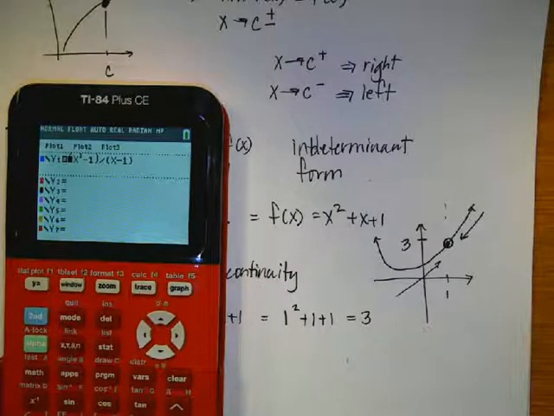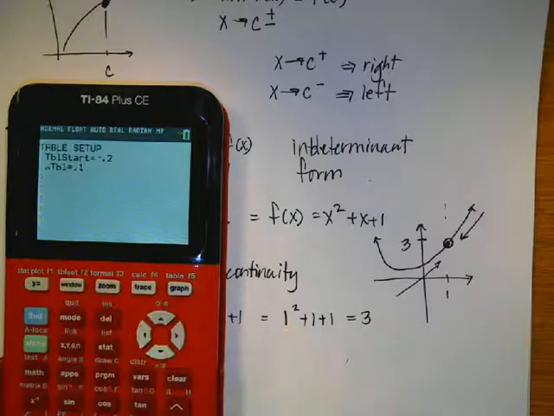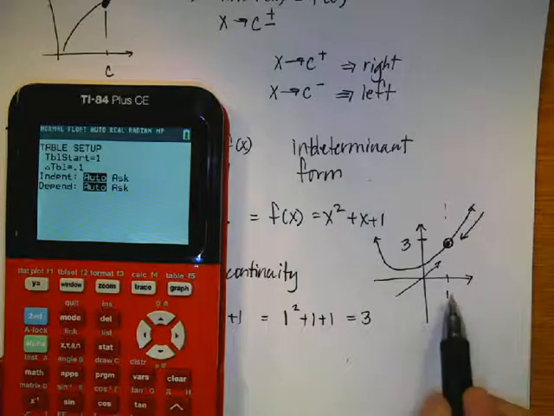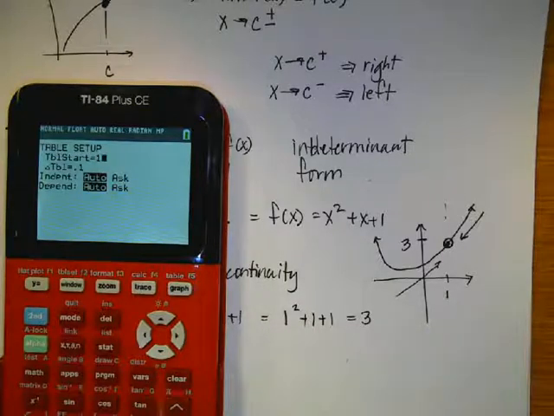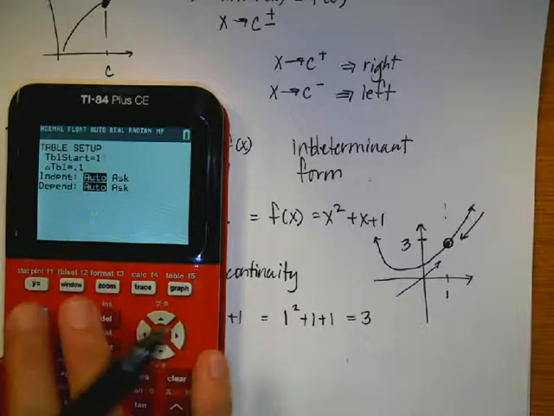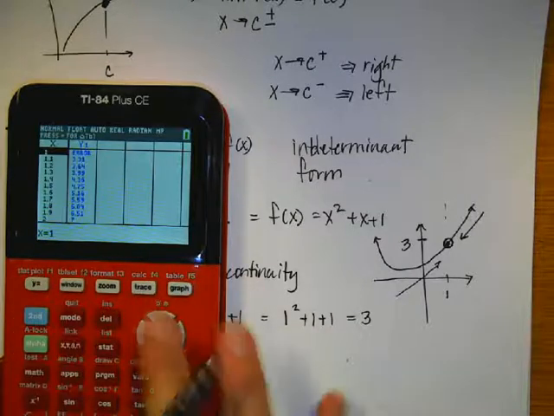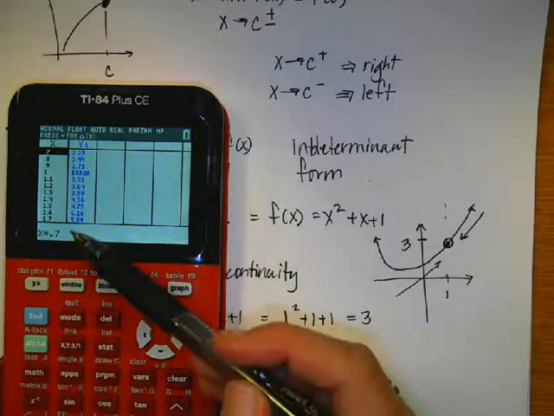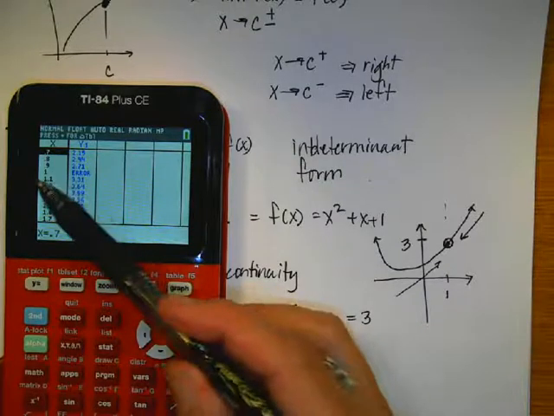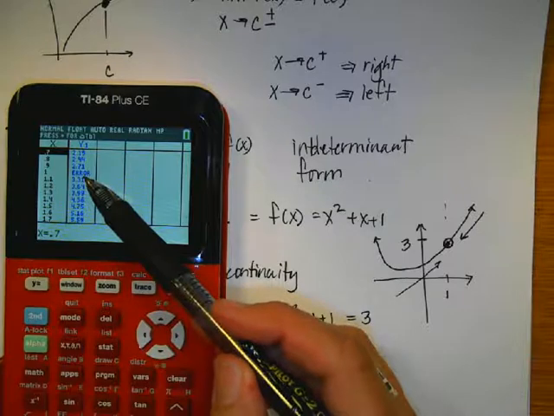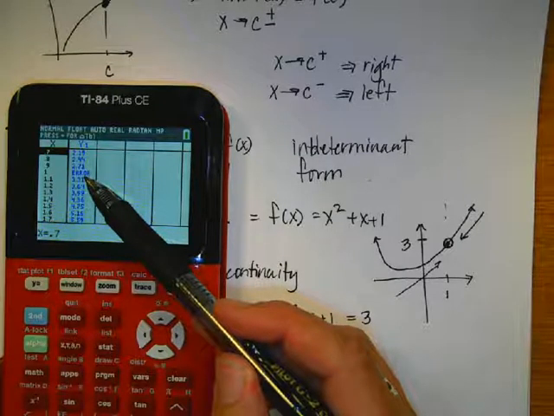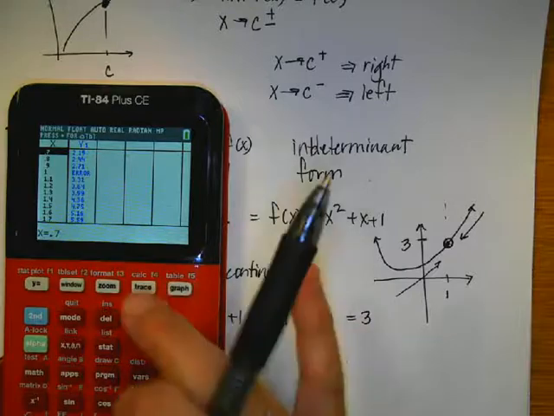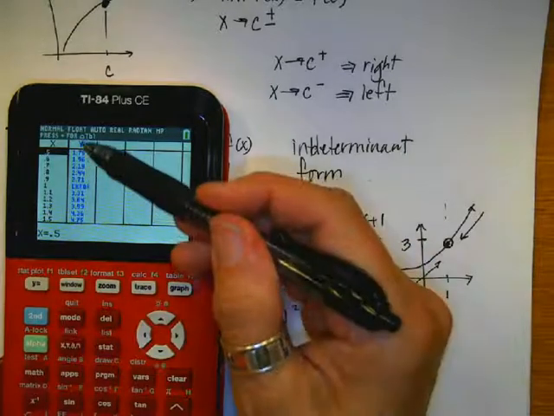Alright, so I'm going to go to my table set, and I'm going to tell it to start at 1, because that's the limit that we're approaching. And I'm going to tell it to approach in point 1, and I'm going to look at the table. And I'm going to move up a little bit. Well, notice that as I come in from the right, as I get closer to 1, I have an error. Well, I have an error there because there's a hole there, because it was a removable discontinuity. And if I come in from the left, I also have an error, same error, for the same reason.